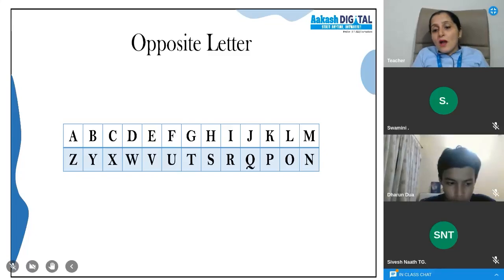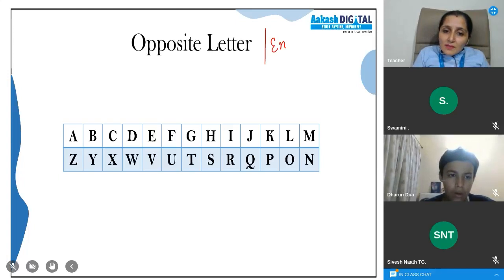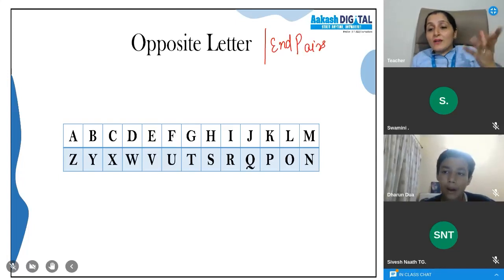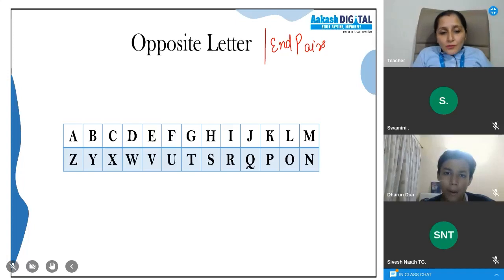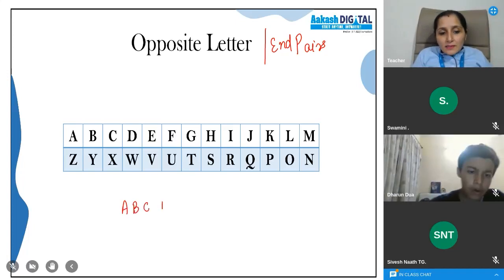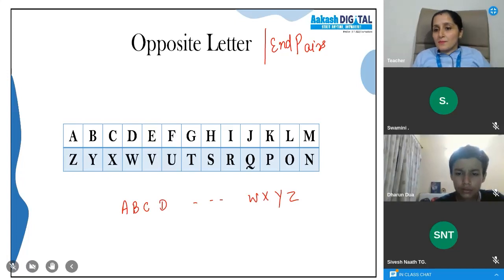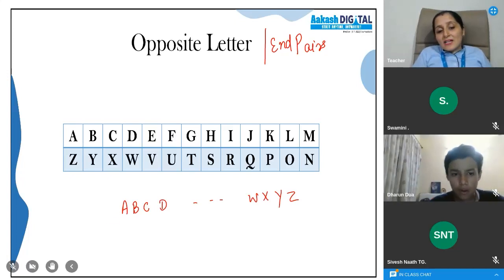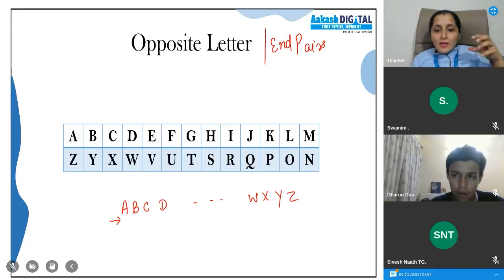...is opposite letter, or end pairs. Now, first let's understand what is the meaning of end pair. Why they are called end pairs? If you write A, B, C, D like this, if you see it carefully, A is at first position from starting, Z is at first position from end. From their respective end, they are at same position.